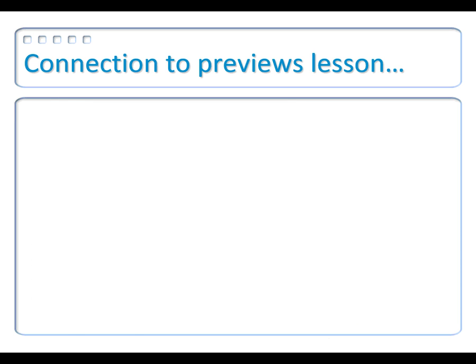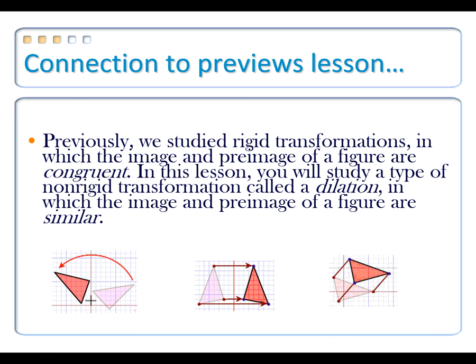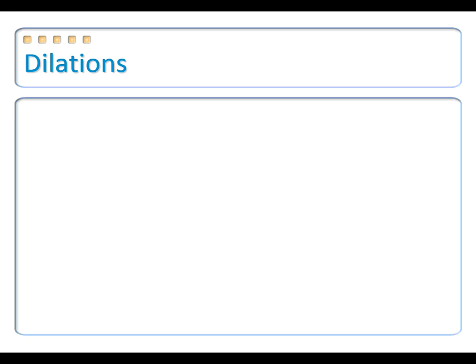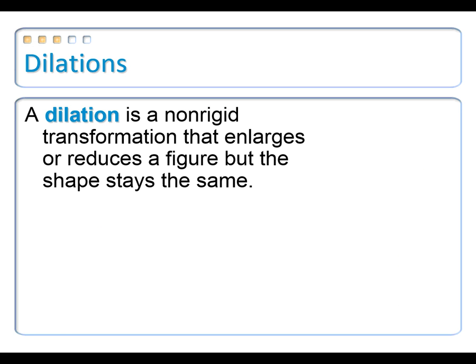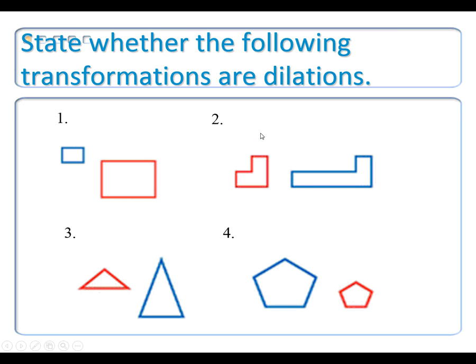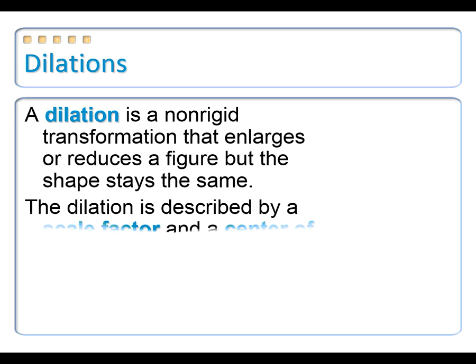So it's no longer rigid, because rigid has to stay the same shape and same size. So watch yourself. Okay, so a dilation is a non-rigid transformation that enlarges or reduces a figure, so it changes the size. I got excited, sorry, guys, but I was trying to emphasize something: the shape stays the same. So the size will change in a dilation, but the shape does not change. So be careful. This is a non-rigid transformation. It changes size, but not shape. And the dilation is described by a scale factor and a center of dilation.